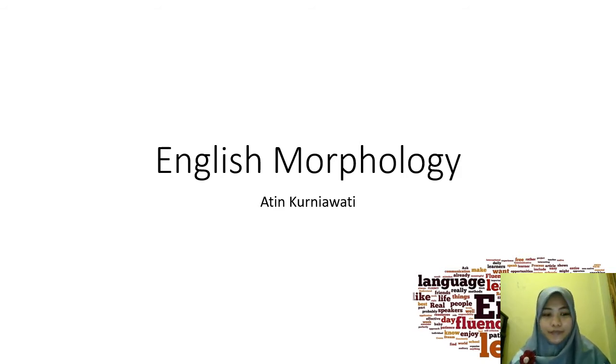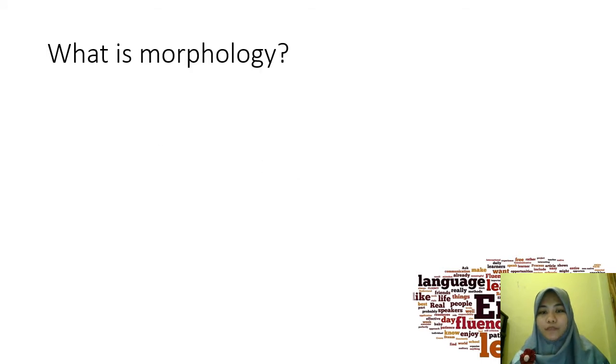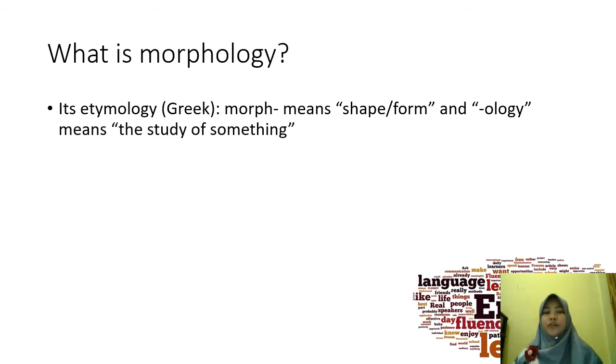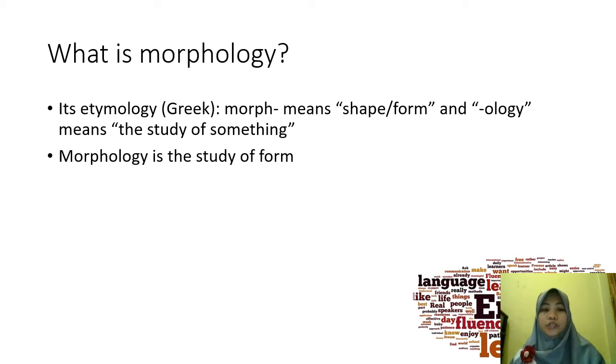Okay. Our topic is about English morphology, and as we have planned before, today we're going to know what is morphology. Okay, let's check this out. Right, what is morphology? Based on its etymology, it comes from Greek. Morph means shape or form, and ology means the study of something. So from those two words, you can simply say that morphology is the study of form.